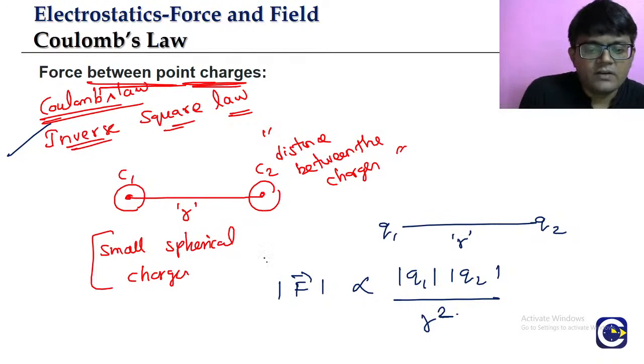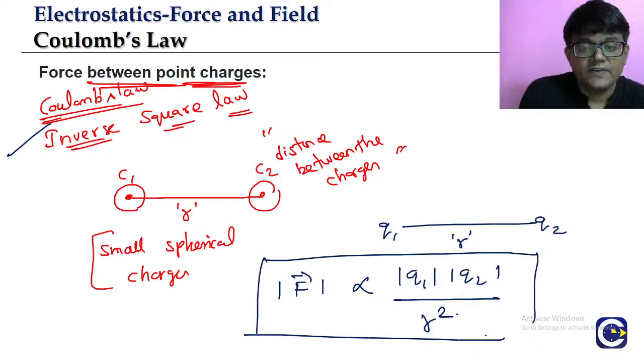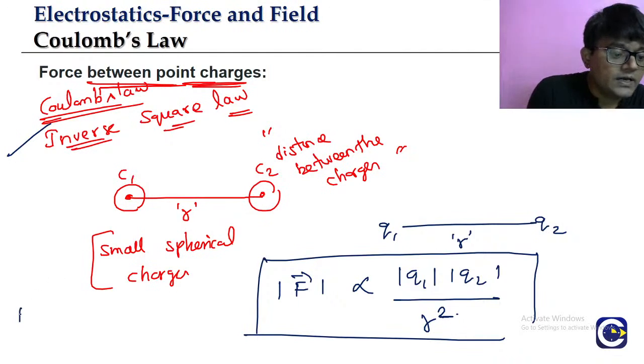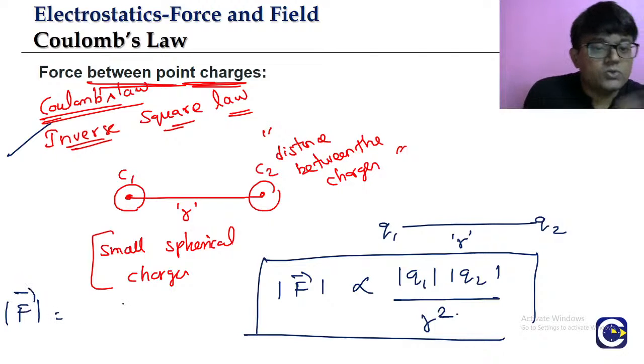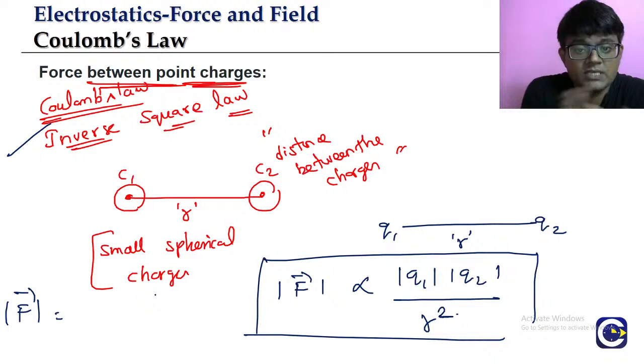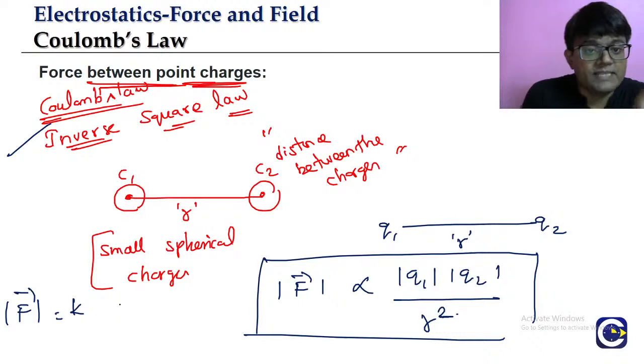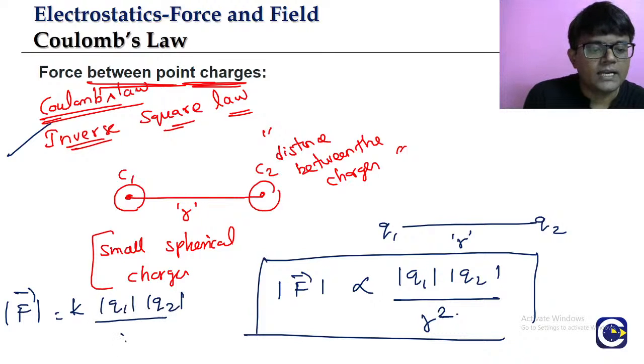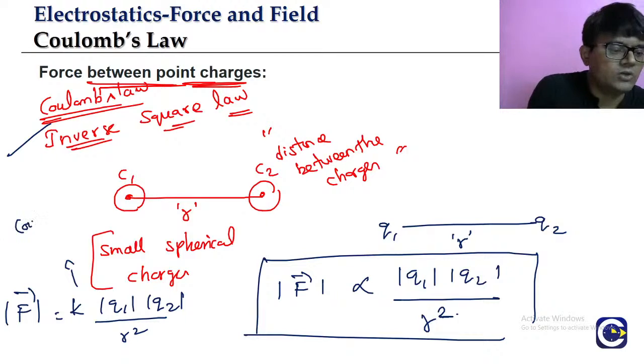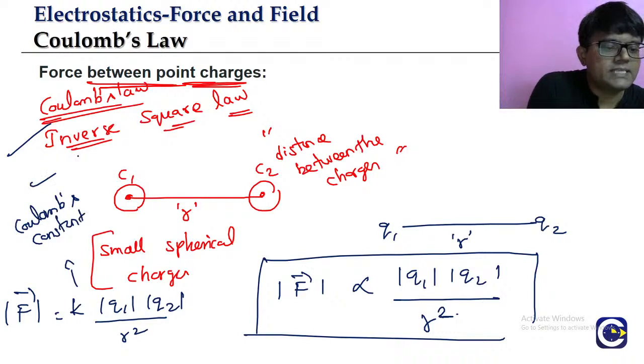Whenever we have this proportional relation, we can convert it into an equation, so Coulomb also converted this into equation form. When writing the proportional relation as an equation, you should have a constant. The constant he introduced is represented by the symbol small k, not capital K. Small k is called Coulomb's constant. So this is Coulomb's law.